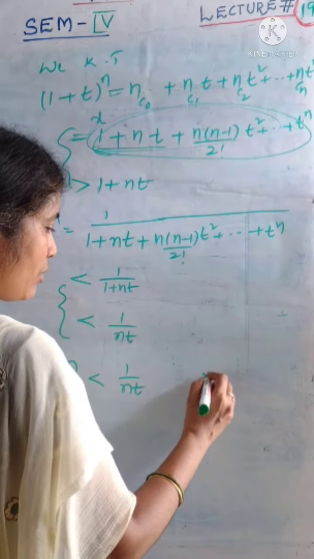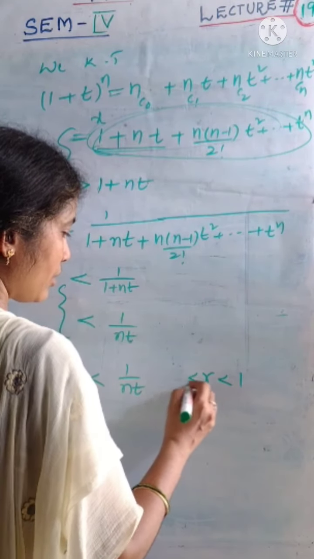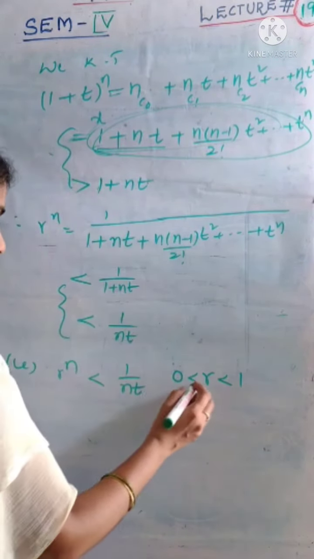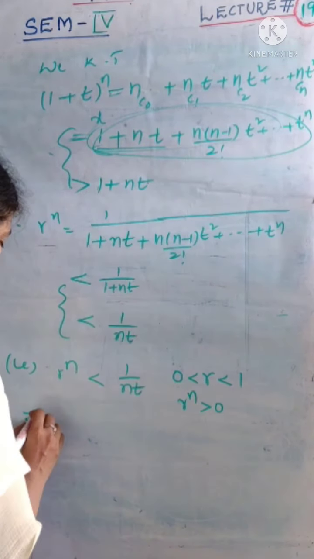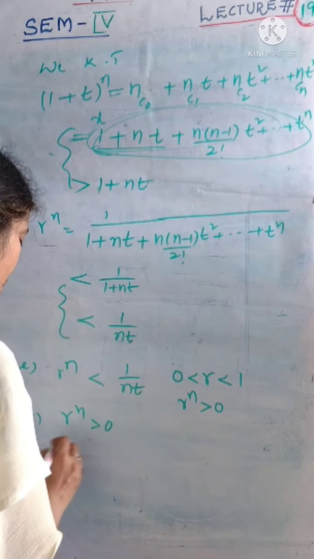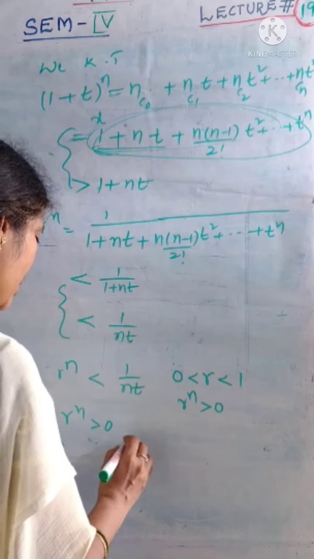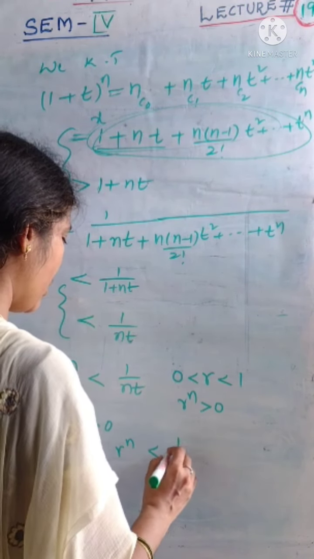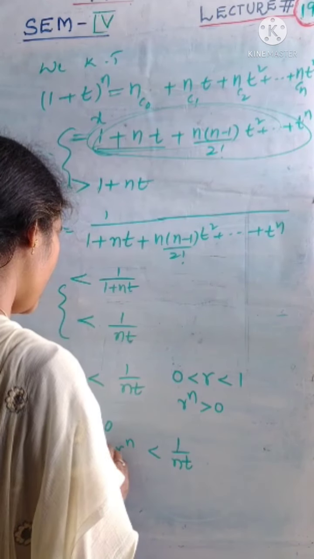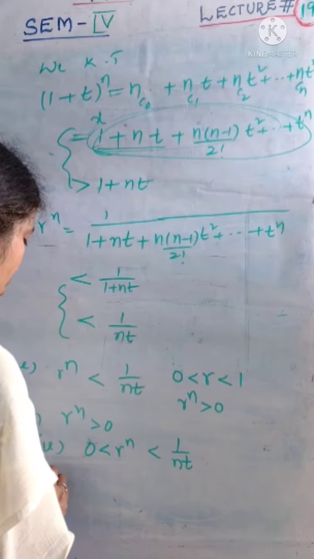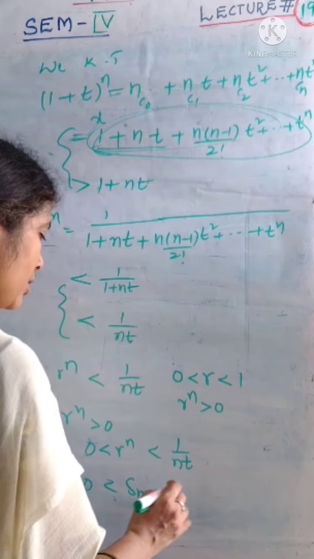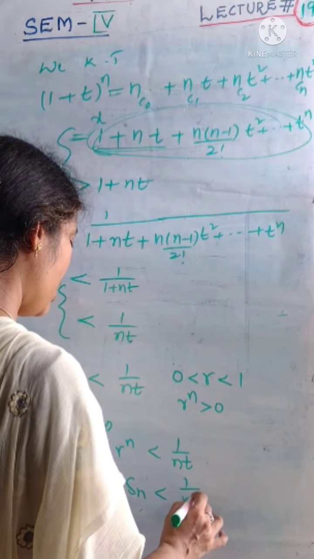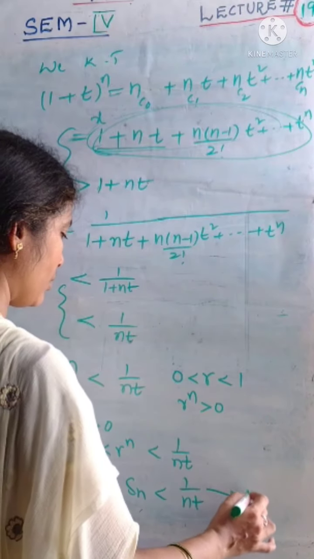We have the value of r, in this case, in between 0 and 1. Whenever r is positive, obviously r power n is positive. That means r power n is positive. That is, our r power n now lies in between 1 by nt and 0. What is r power n? We have taken here Sn. Sn is in between 0 and 1 by nt.